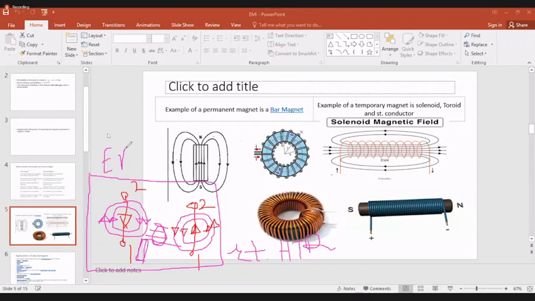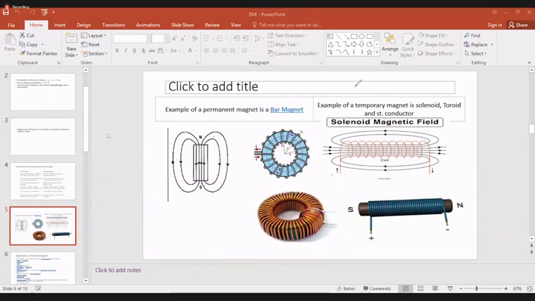Electromagnet. And to find out the direction of the magnetic field lines, we apply the right hand thumb rule. The discovery of the electromagnet was given by the scientist Oersted. And we apply the right hand thumb rule to find out the direction. Now, the same law we apply for the toroid and solenoid.